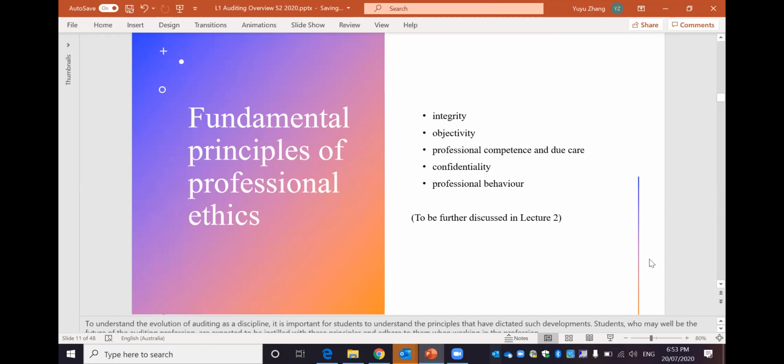Okay. So still, we are talking about the principles. We actually embedded the auditing service. So first, ethically, the profession needs to be ethical. So the fundamental ethical principles would be integrity, objectivity, competence and due care, confidentiality, and also professional behavior. So in this class, we are not going to extend that because we will have a very, very detailed discussion in lecture 2 about ethics and auditor independence.